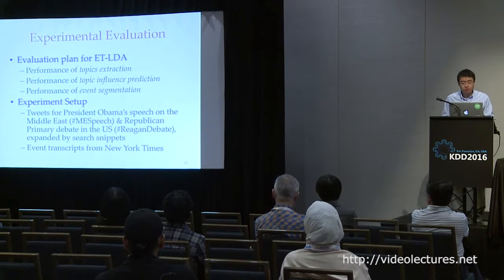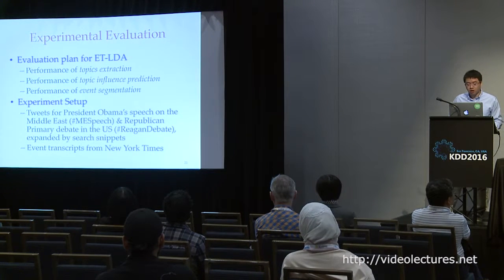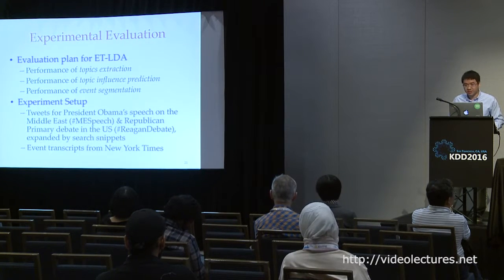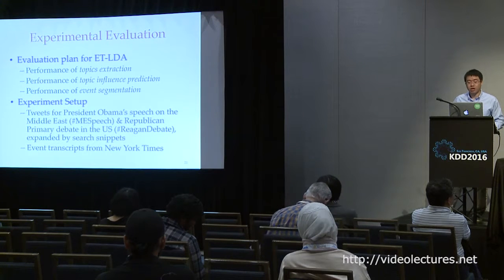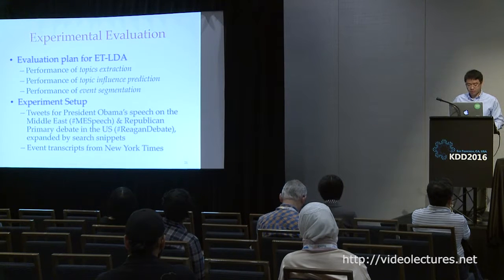Okay, and to evaluate the effectiveness and efficiency of ETLDA, we performed ETLDA for 3 tasks. The first one is to extract the topics from the event and also from the tweets. Also, we try to predict the topic inference from the event on its Twitter responses. And since ETLDA can also do event segmentation automatically, we evaluate the event segmentation performance as well.